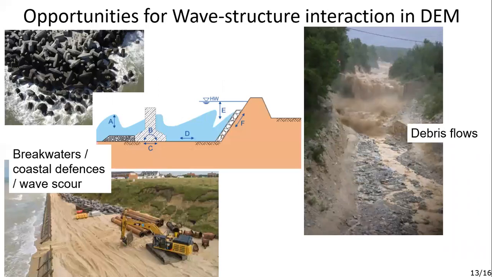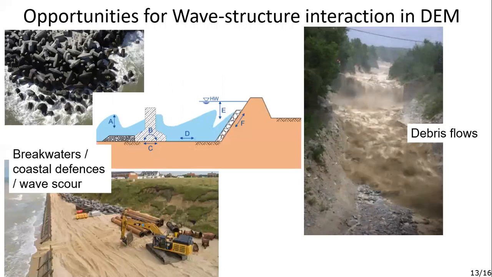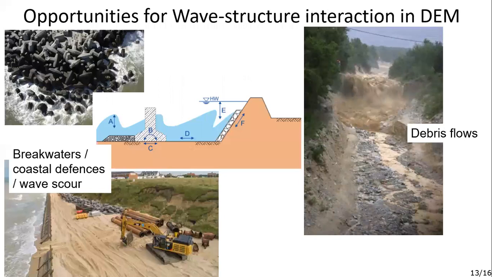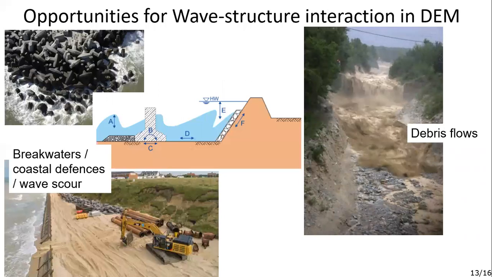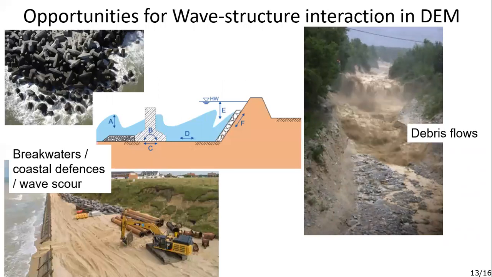Finally, I think the most interesting area of application for using DEM to study wave structure interaction is in coastal defences, breakwaters and other areas where wave scour is important. Another area is the highly destructive debris flows which frequently occur in mountainous areas. But if any other areas where DEM could be used to better understand fundamental mechanics of wave structure interaction problems exist, I would be very happy to discuss it.